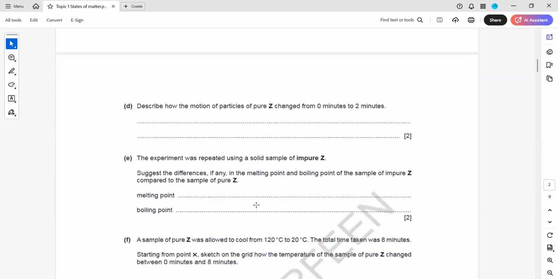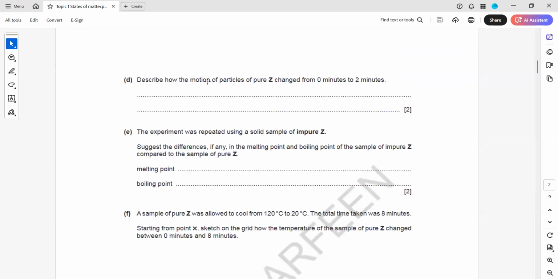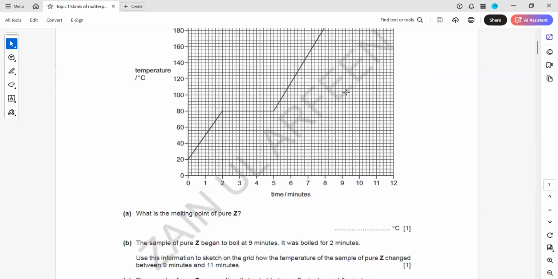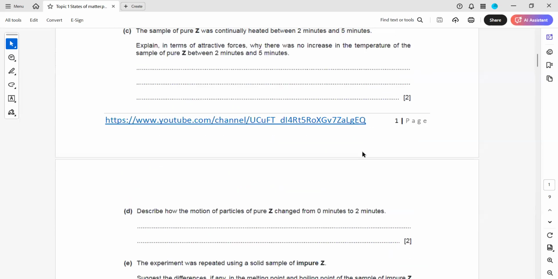Okay. Describe how the motion of the particles of pure Z changes from 0 to 2 minutes. What happened to the motion of the particles? 2 marks.